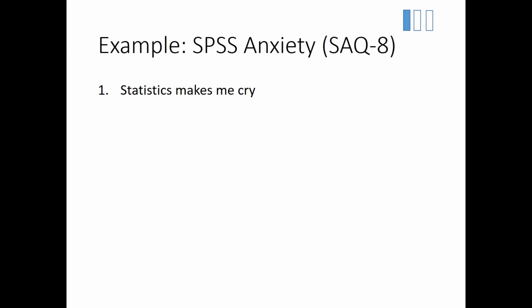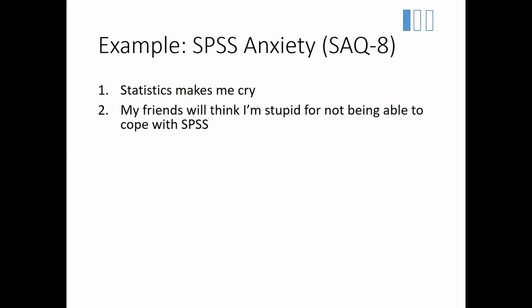So for this week's example, we're going to look at an SPSS anxiety questionnaire. Appropriate, no? So there are only 8 items on this questionnaire. The first one is, and by the way, it's a Likert scale, 1 to 5, strongly disagree to strongly agree, right? So item number 1, statistics makes me cry.